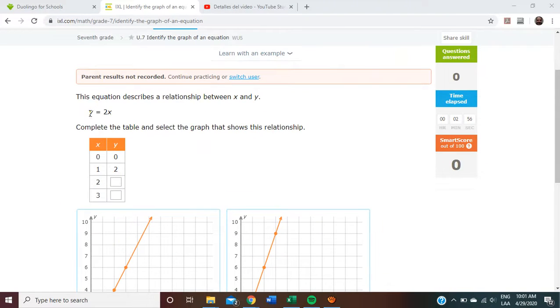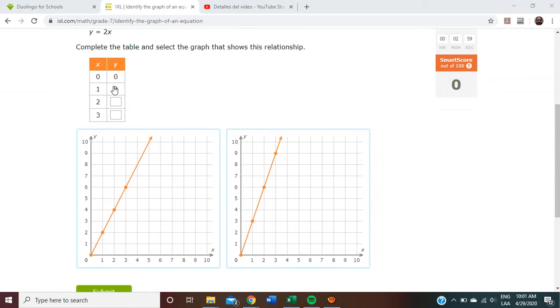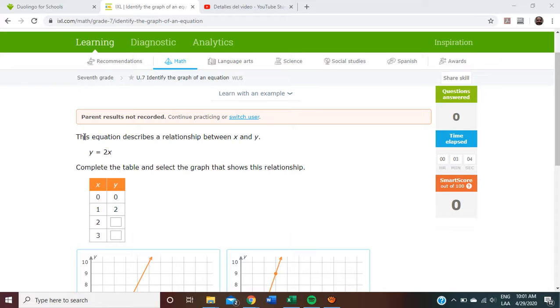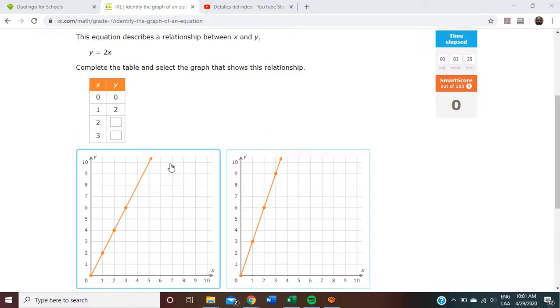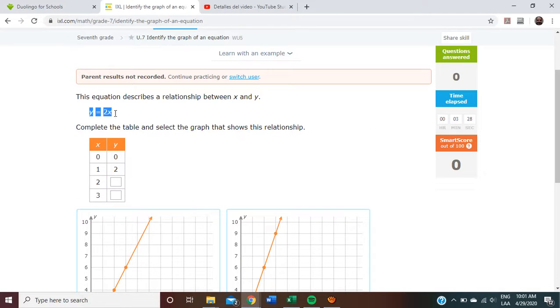Okay, here you're given an equation, an incomplete table, and two graphs. Read carefully. This equation describes a relationship between x and y: y equals 2x. Complete the table, and select the graph that shows this relationship. Only one of these two graphs shows the relationship of this equation, according to this table. All right, so it is pretty simple.